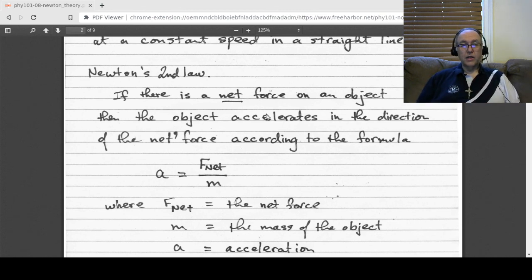Okay. So Newton's second law is really the only thing you need, because the first law is just the second law with F net equal to 0 in it. Okay, so the two laws are totally consistent with one another.